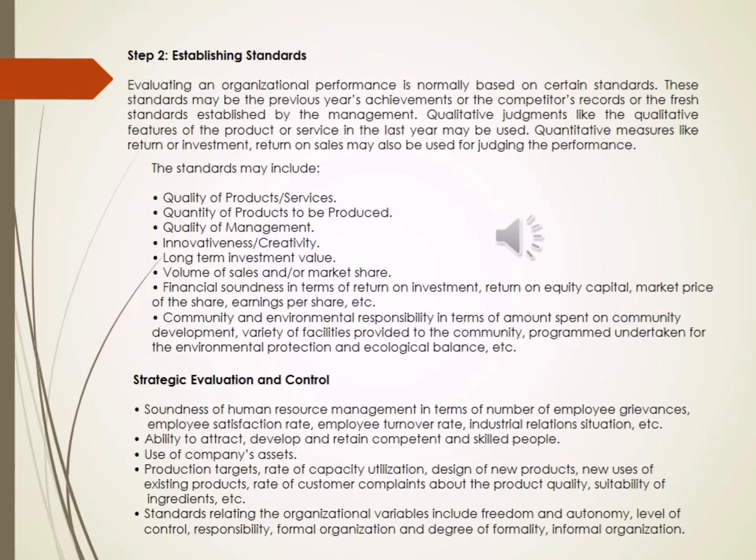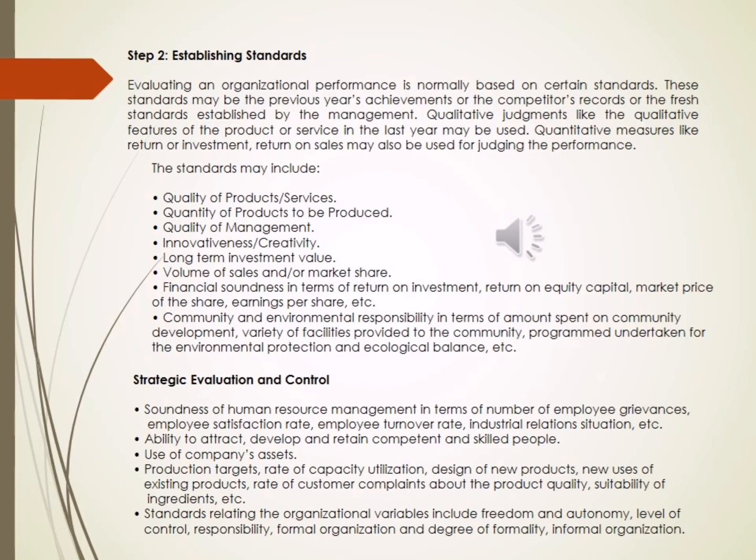Next is step 2, which is establishing standards. Evaluating an organizational performance is normally based on certain standards. These standards may be the previous year's achievements or the competitors' records or fresh standards established by the management. Qualitative judgment, like the qualitative features of the product or service in the last year, may be used. Quantitative measures like return on investment, return on sales may also be used for judging the performance.